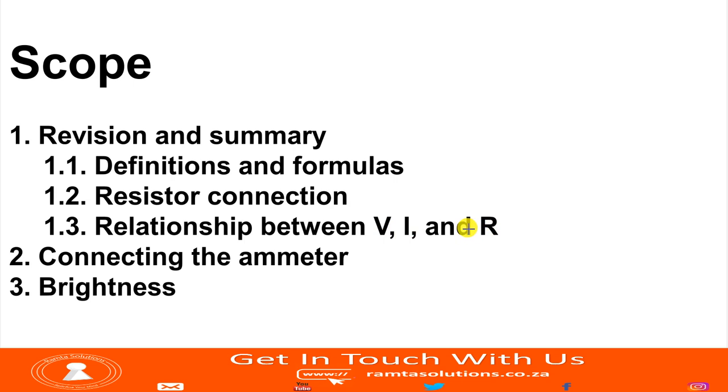Okay, so the scope of this video, in our summary, we're going to talk about the definitions and formulas that we learned so far, resistor connections, which was your series and parallel combination, and also what we said about the relationships between potential difference, current, and resistance. Then conclude the lessons by touching a bit on connecting the ammeters and the brightness.